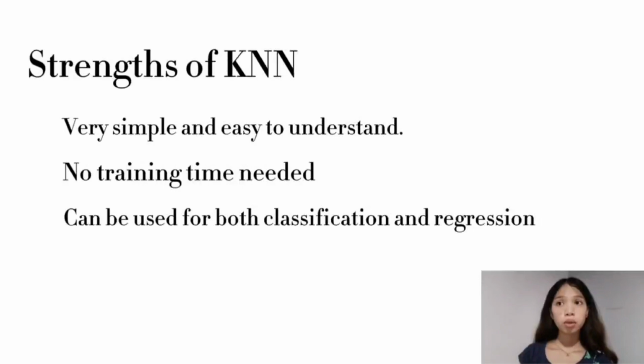Third, it can be used for both classification and regression. KNN can do two kinds of tasks. One, to put things into groups, like classifying an email as spam or not spam. Two, to guess numbers, like predicting someone's age or height.